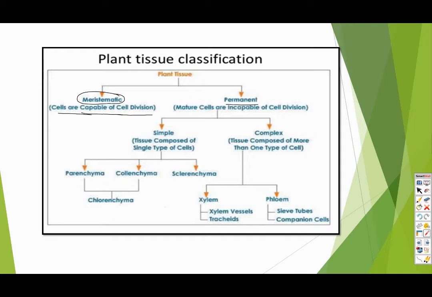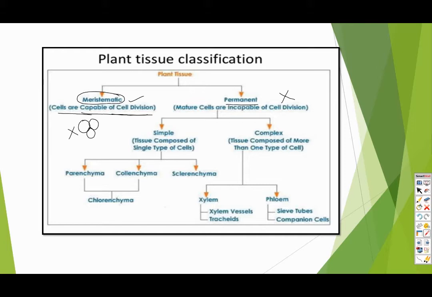Why do they divide? Because they have a thin cell wall. And please keep in mind, unlike parenchymatous cells, these cells will not have intercellular spaces. There are no intercellular spaces. Now, moving on to permanent tissues, these tissues lose the capacity to divide, meaning there is no cell division happening. So meristematic tissues have a capacity to divide, whereas permanent tissues lose the capacity to divide.